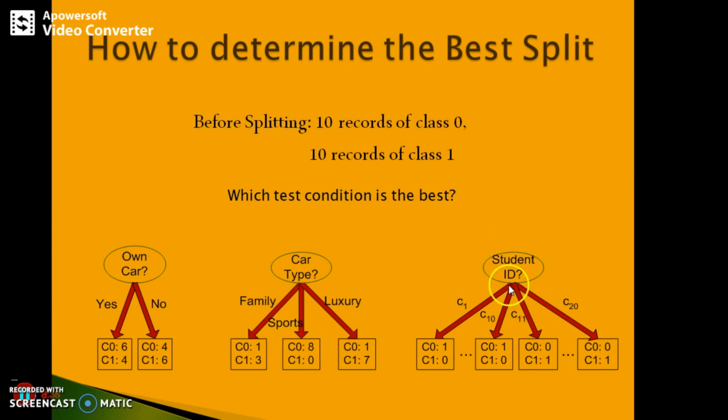Similarly, you come to the student ID. Student ID is USN. You have several splits here, which you call a multi-split. And now you can see, see here, one record belongs to class C0 and no record for class C1. So this split is the best, it is doing the right classification. Here also it is doing the right classification, and everywhere it is doing the right classification, and you can call this the best split. So car type and student ID are the best splits, whereas own car here is not a good one. This is how you choose the best split.